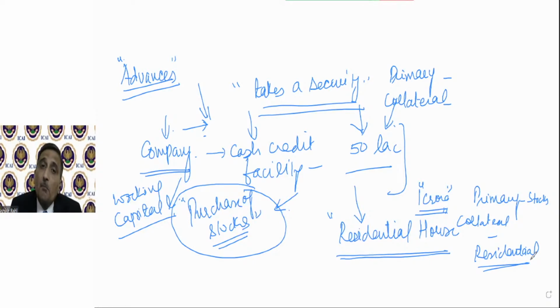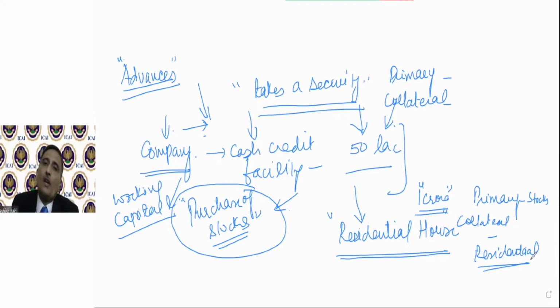It is the main purpose for which loans have been granted. Loans have been granted against the security of stock, for purchase of stocks, because the company would be maintaining a certain level of stocks at all times. So it is against the security of stocks that the loan has been granted. So this is called primary security.